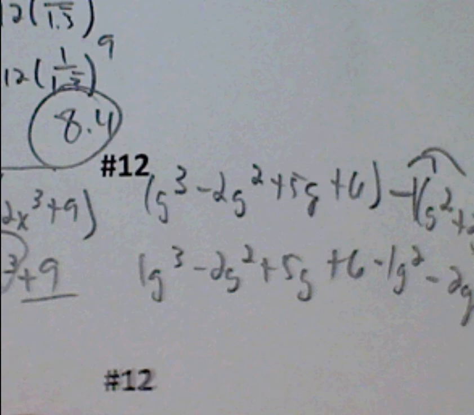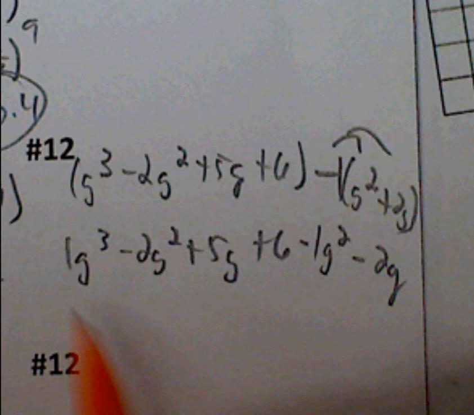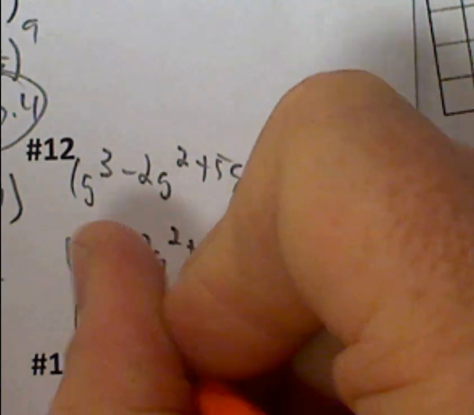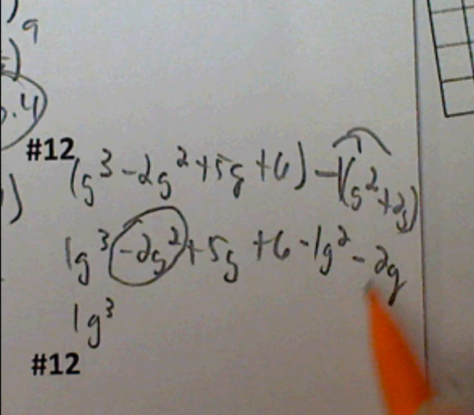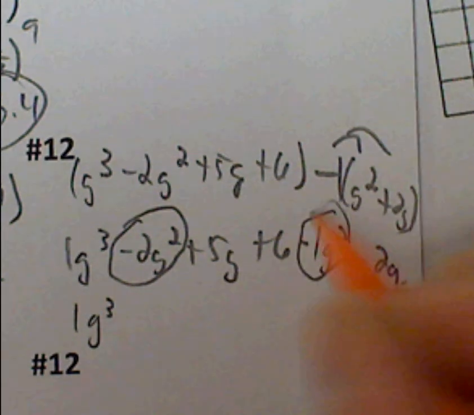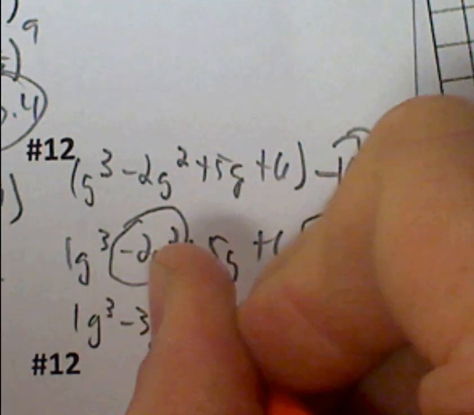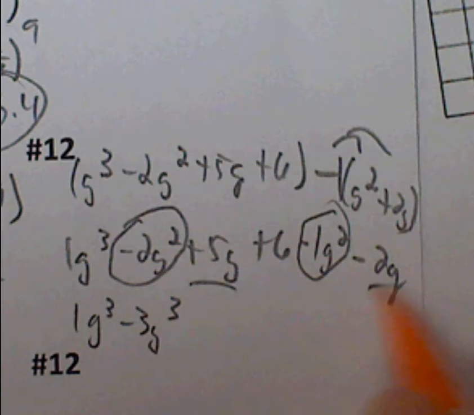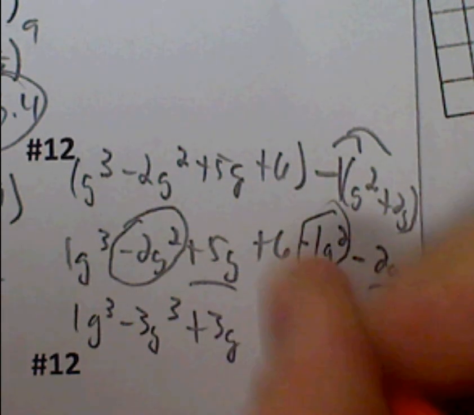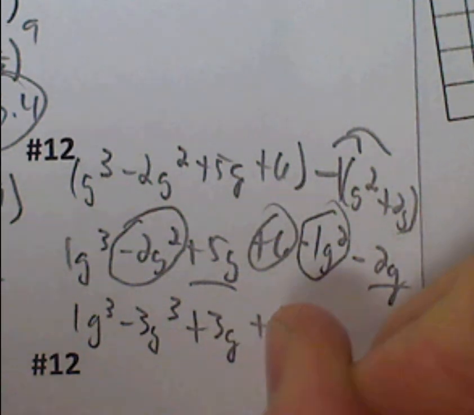So now if I combine like terms, I have g to the third, I have no other g to the third. I have a negative 2g squared, negative 1g squared, negative 3g squared. 5g minus 2g becomes 3g, and then I have a plus 6.